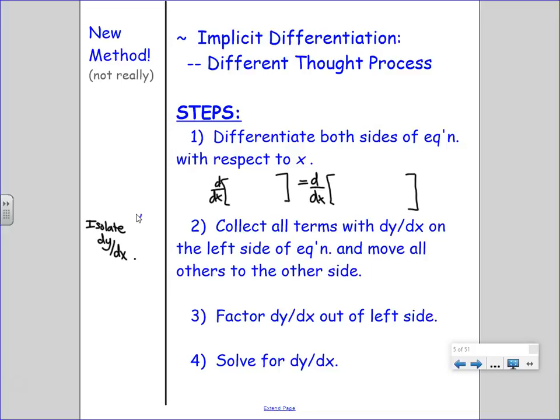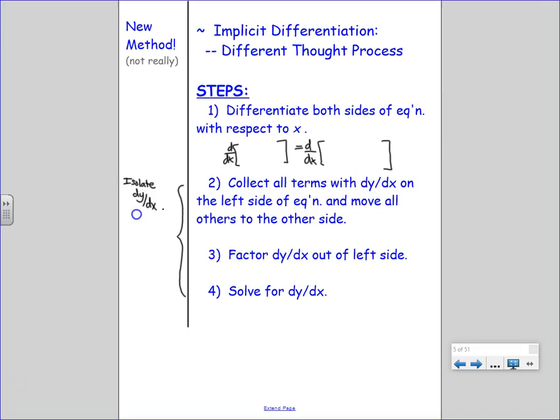And that's what steps 2, 3, and 4 are all talking about. If dy/dx is in more than one place, we're going to have to go ahead and get all the dy/dx terms on the left, all the rest on the right. If it's in multiple places, we're going to have to factor him out of the left and then solve for him to get him alone. I'm going to add one quick little note at the bottom.